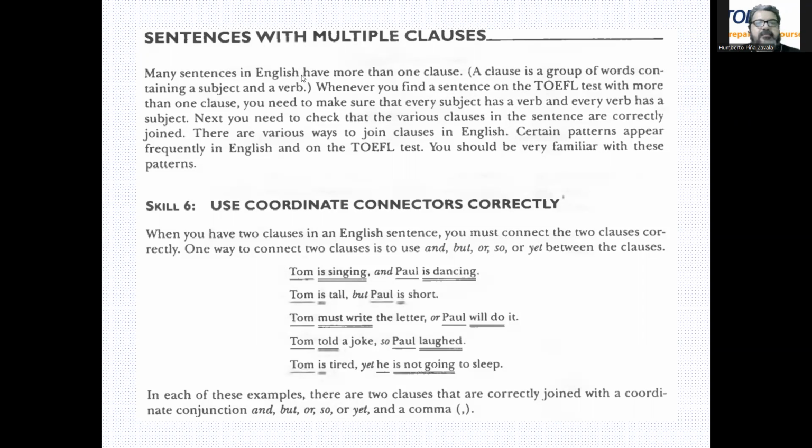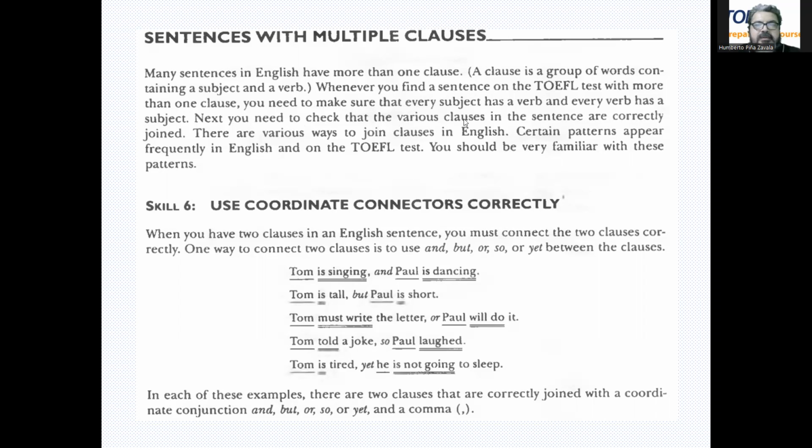Many sentences in English have more than one clause. A clause is a group of words containing a subject and a verb. You might say it's a sentence, but there are differences between a clause and a sentence. I don't want to go into too much detail. Whenever you find a sentence on the TOEFL test with more than one clause, you need to make sure that every subject has a verb and every verb has a subject. Right? This is basic, working with that for all the first 5 skills. If you have questions, please go back and take a look at these videos that we have done before.